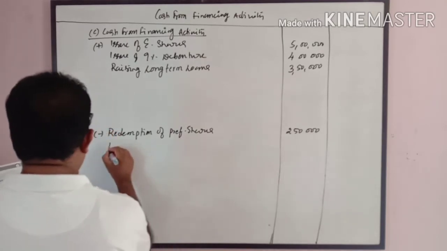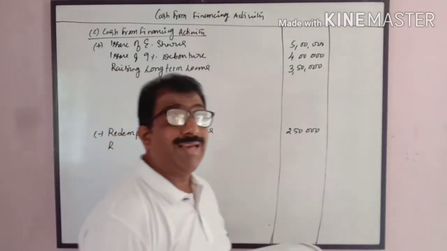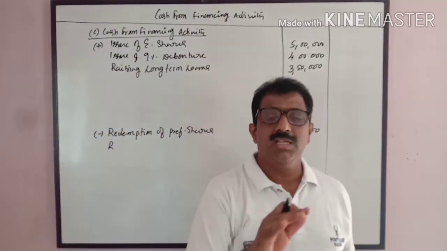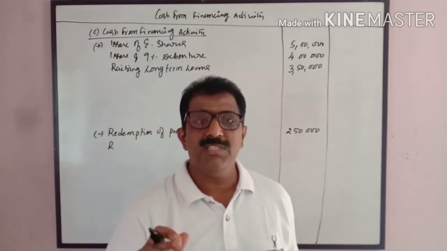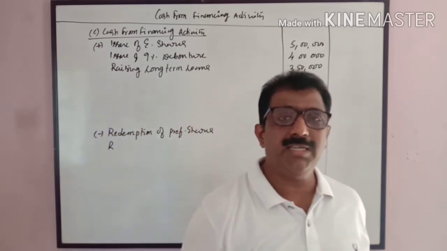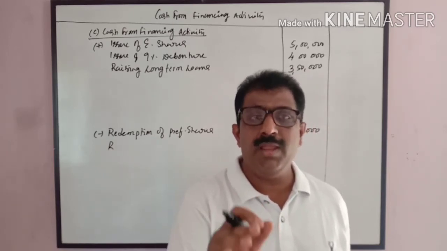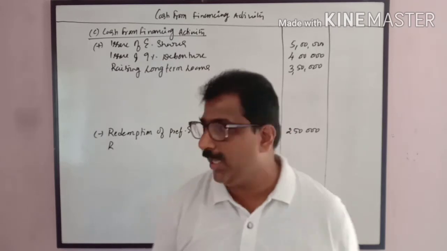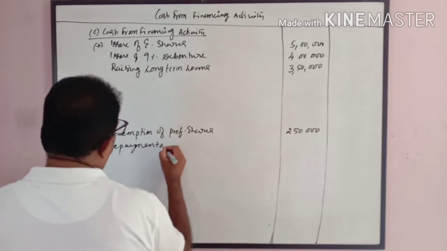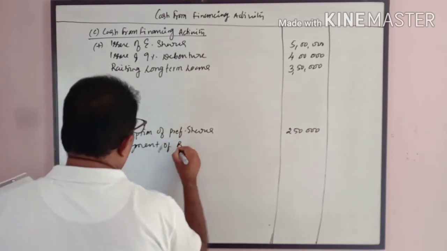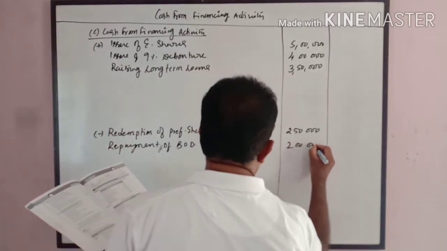Repayment of bank overdraft. Repayment of bank overdraft comes under current liability. Sometimes there are a lot of arguments for and against bank overdraft. Some people say it is a long-term liability, some people say it is a current liability. So in this case, if only this part is given, you can consider either way. I will consider this as a long-term liability. So repayment of bank overdraft 2 lakhs.